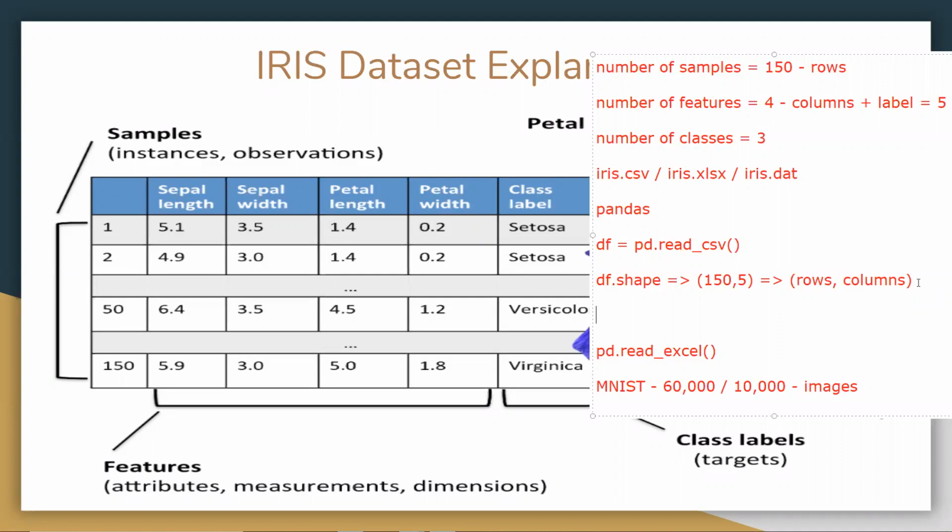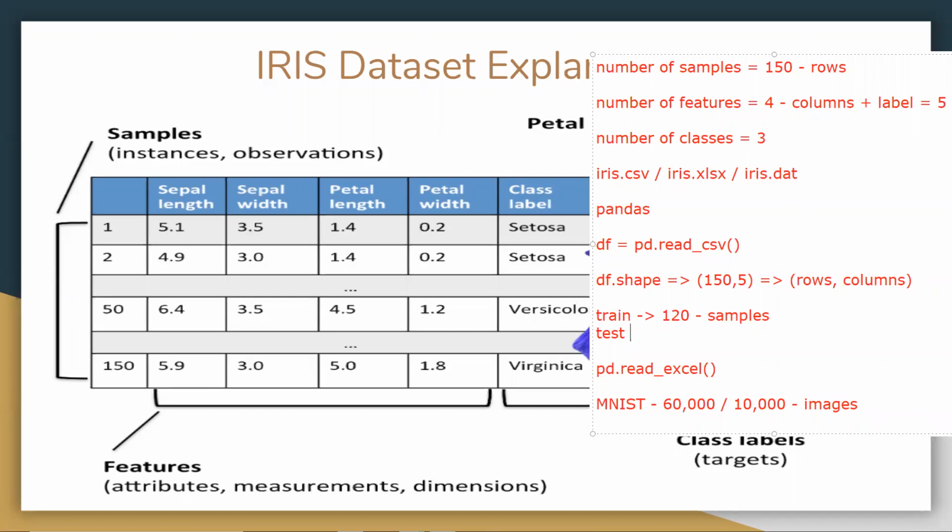Now to train your model, out of this 150 you will take 80%. What will be 80% of 150? 120, right? So you take 120 samples to train, and you test on the remaining 30 samples. Got it? Now, train and test, what do you mean by that?